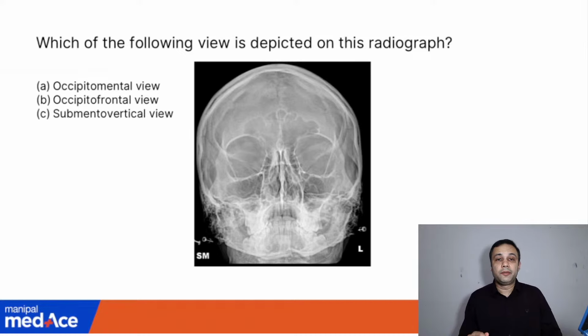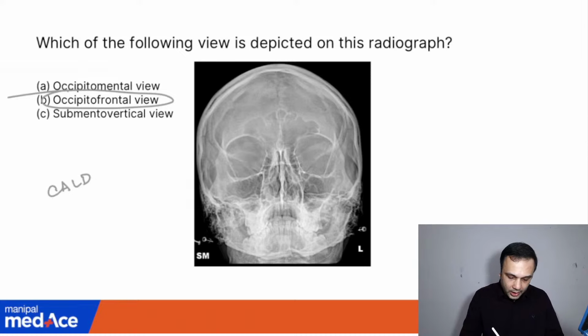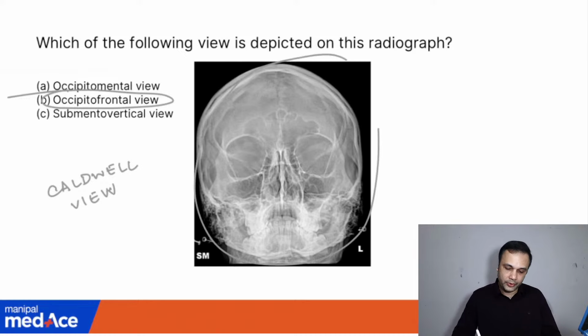Which of the following view is depicted in the radiograph? I'm not sure which of them was asked, but from the recalls that I have received, the answer was an occipitofrontal view, also known as a Caldwell view, right? This is more or less what is depicted here, the Caldwell view. So let me discuss a little bit about this view.